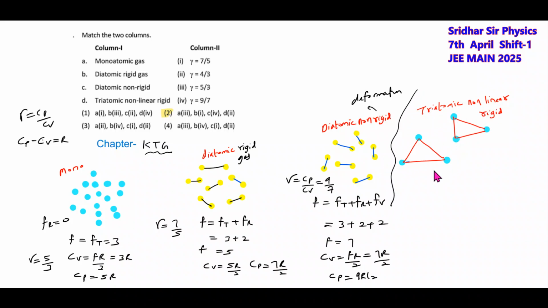non-linear rigid. So then it will be f t plus f r. Due to translational motion 3, due to rotational motion 3, total 6. Cv equal to f R by 2, 6R by 2, 3R. Cp equal to 4R. Gamma equal to 4 by 3.